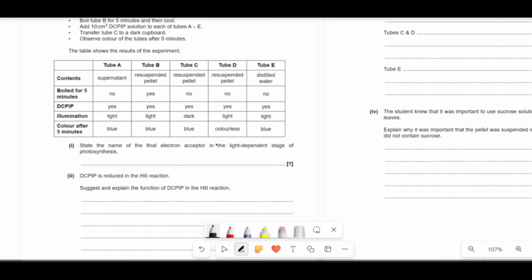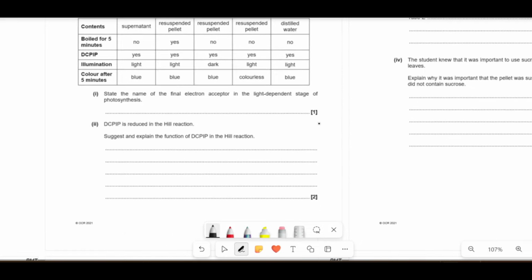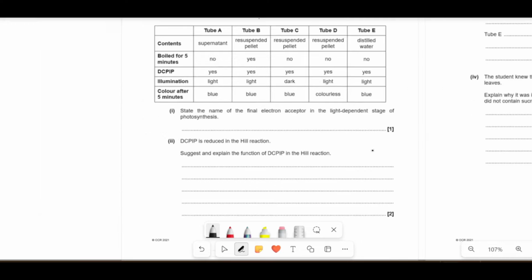What is the name of the final electron acceptor in the light-dependent stage of photosynthesis? The whole point of the light-dependent stage is you need to generate reduced NADP and ATP, because the Calvin cycle then uses them. In a quick summary of the light-dependent reaction, you have photosystem 2, photosystem 1, the electron transport chain, and chlorophyll. Light shines on chlorophyll, it releases an electron. The electron now has too much energy. So it moves down the electron transport chain to photosystem 1.